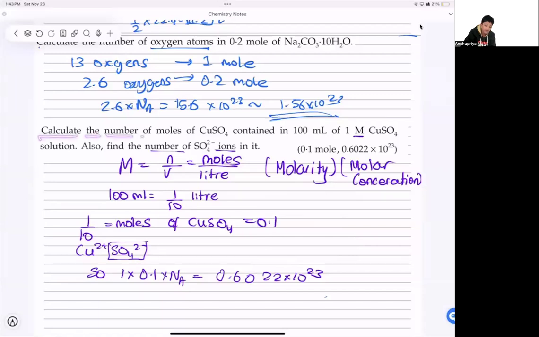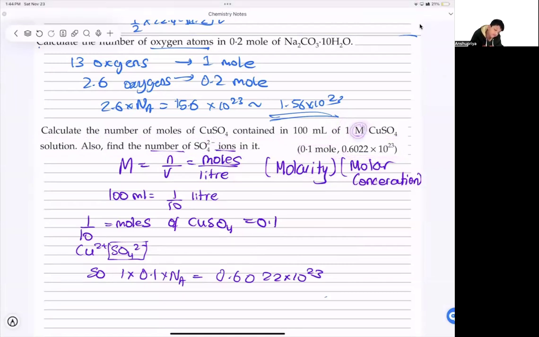Calculate the number of moles of CuSO4 contained in 100 ml of 1 M CuSO4 solution. What is M, you might ask? This is molarity or molar concentration. Also find the number of Cu2+ and SO4 2- ions in it. The answers are 0.1 mole and Na by 10.